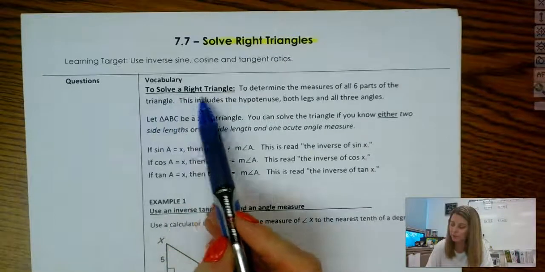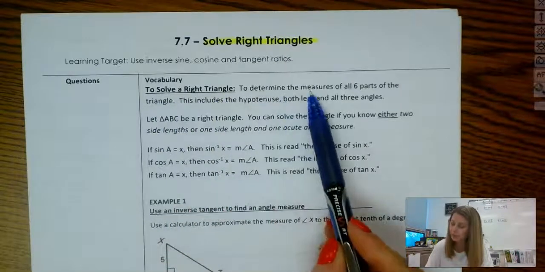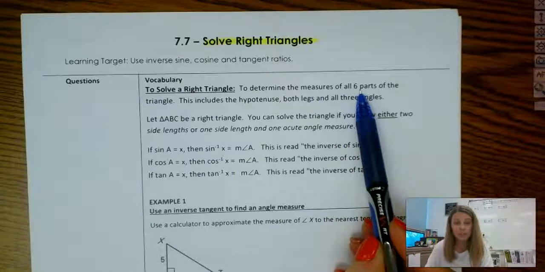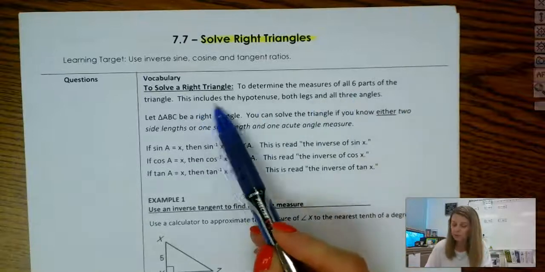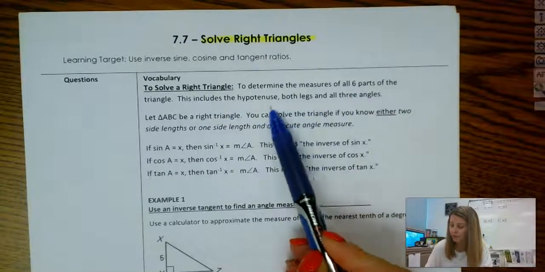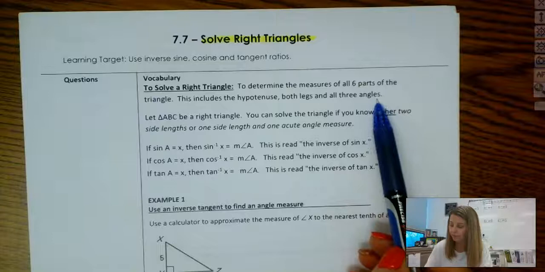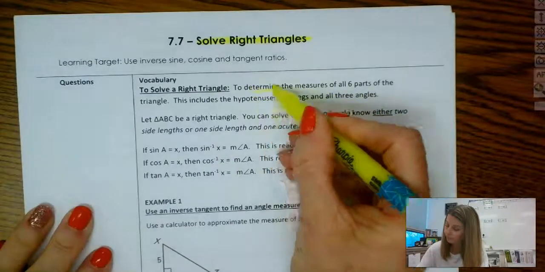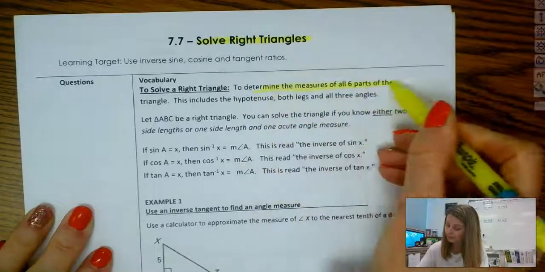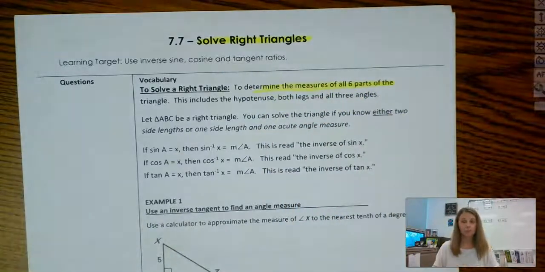So to solve a right triangle, you determine the measures of all 6 parts of the triangle. So think about having 3 angles and 3 sides. So this includes the hypotenuse and both legs. Here are the 3 sides and the 3 angles. All right. So you want to find all the missing pieces. So you will be given some of that information, but some you will need.